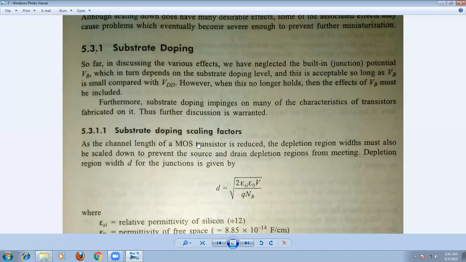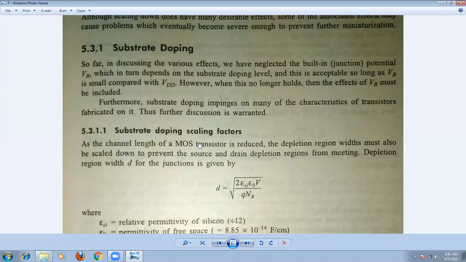Otherwise, some depletion region will exist in the source region, and some depletion region will also exist in the drain region. If we do not scale down those depletion regions, there is a chance of the source and drain depletion regions meeting. To eliminate that, we have to reduce the depletion region also.